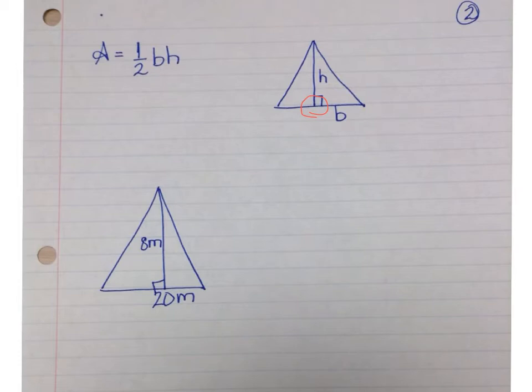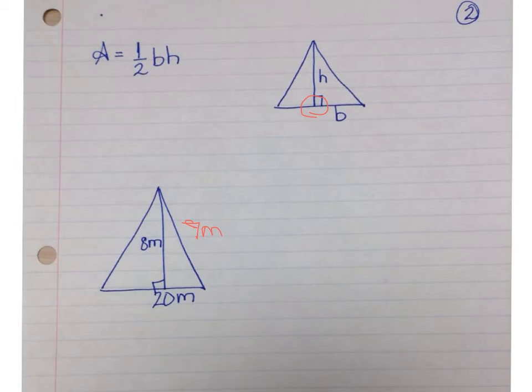A lot of times in the beginning they're just going to give you these 2 numbers, but sometimes they'll put a number out here to try and trick you. Well, this is not the height. The height comes straight off the base and goes right up to the other vertex, forming a right angle.